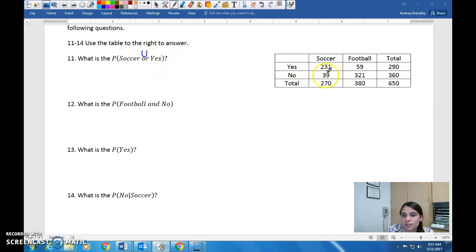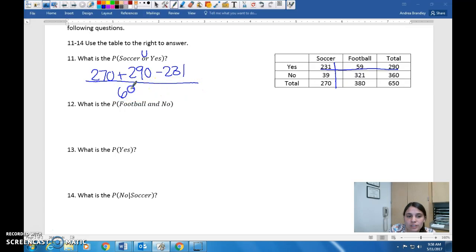So I've got to include everyone who says soccer, which is 270, plus all the yeses, which is 290. But I have to make sure I don't include anything more than once. So if we look, I just included all the soccer and all the yeses, which includes this 231 twice. I included it in soccer and in yes. So I'm going to subtract that 231, and then I can divide it by my total of 650. So I'm going to go ahead and do 270 plus 290, subtract 231, and that's going to equal 329 over 650. And 329 divided by 650 comes out to be about 51%.